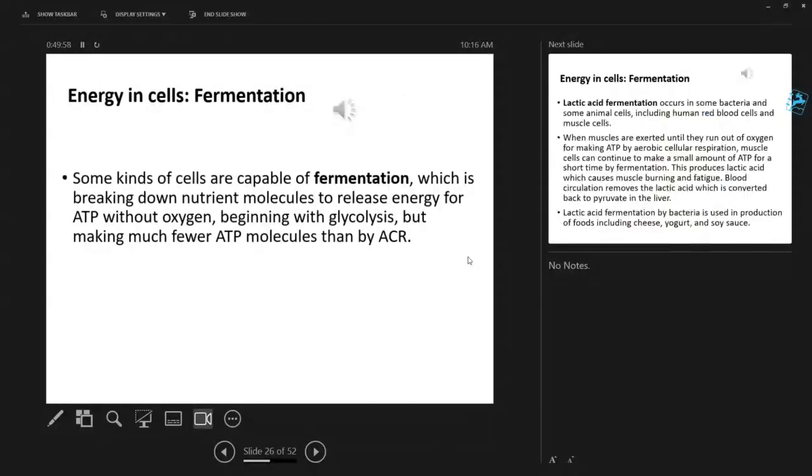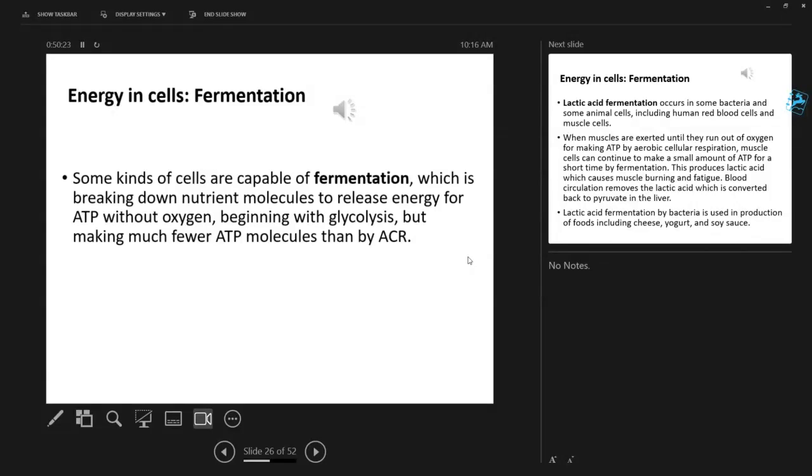Okay, fermentation. What's this about? We all heard of this, but this is another way of breaking down nutrient molecules to get energy out of them. But the difference is this does not require oxygen. This is not aerobic, and only certain kinds of cells can do this.